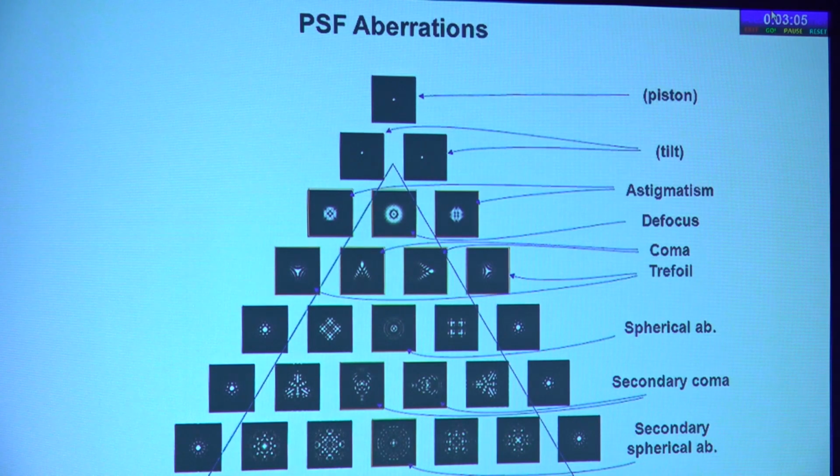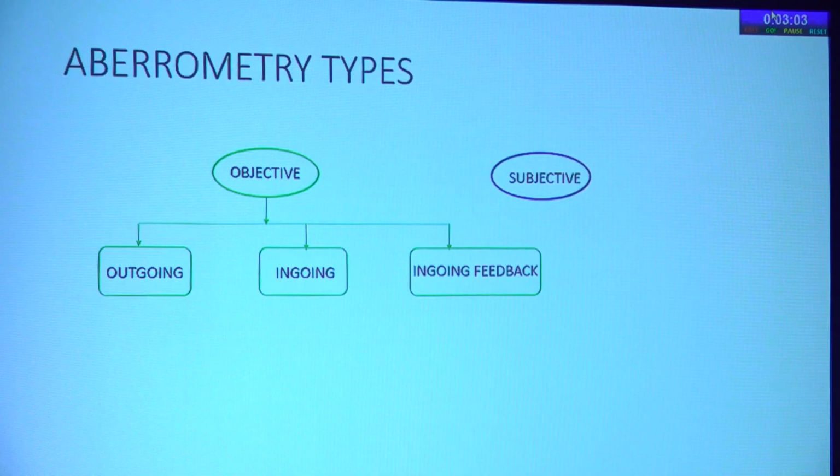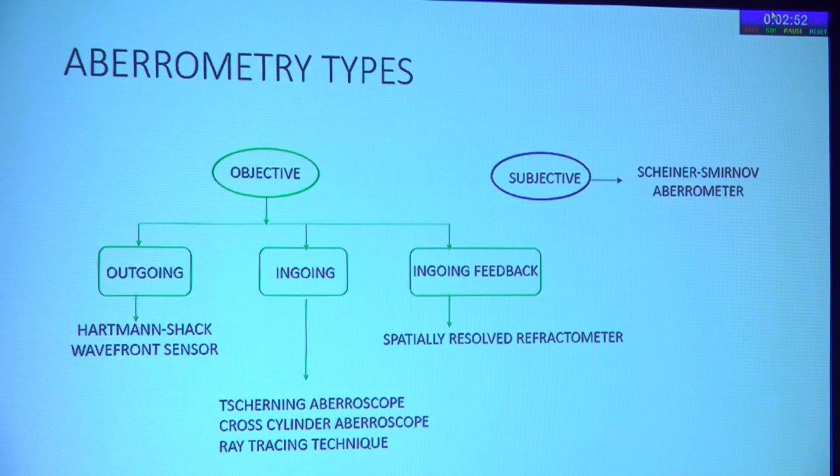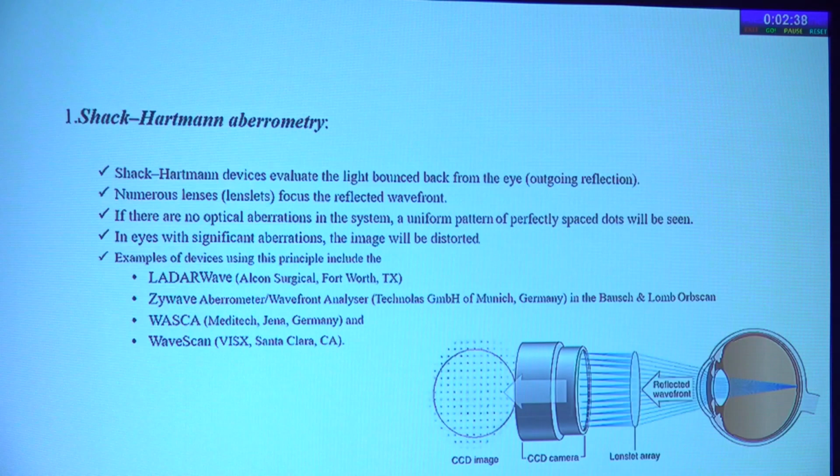Again, same as the Zernike polynomial. The types of aberrometry could be subjective or objective. Subjective is almost obsolete nowadays; it's only objective that we are using. It has outgoing, ingoing, and ingoing feedback types. The aberrometers that work on the outgoing phenomenon are the Hartmann-Shack and the wavefront sensor. Ingoing are the Tscherning aberroscope, cross-cylinder aberroscope, and the ray tracing technique. Ingoing feedback is a spatially resolved refractometer.